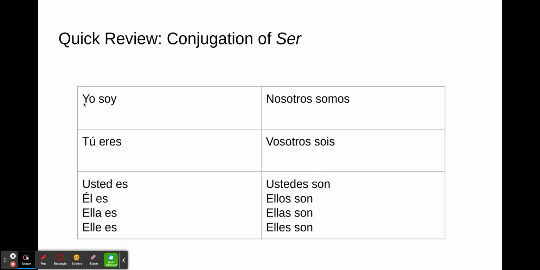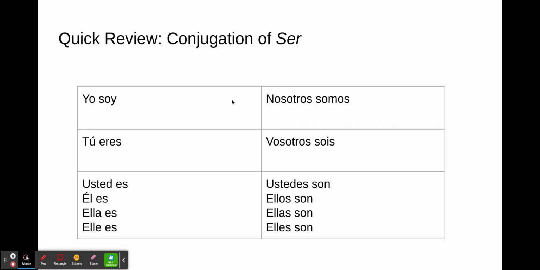If I'm talking about myself, yo soy. If I'm talking about you, tú eres, usted es. If I'm talking about he, él es, she, ella es, they singular, ella es. And then I have nosotros somos, vosotros sois, ustedes son, ellos son, ellas son, and ellas son. Those are our conjugations of the verb ser.